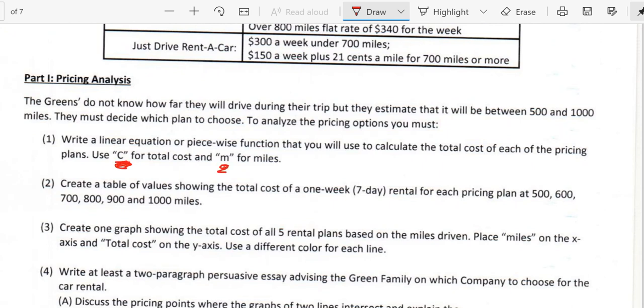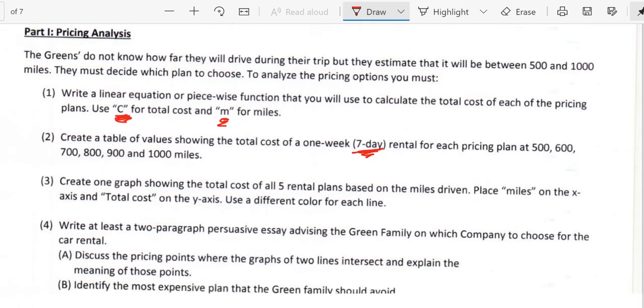For number 2, it says to create a table of values showing the total cost of a 1 week rental. So again, 1 week, I wrote it here, 7 days. So not 5 days. I want to do the whole week. So 7 days. And it says for each pricing plan at 500, 600, 700, all the way up to 1,000 miles at 100-mile increments.